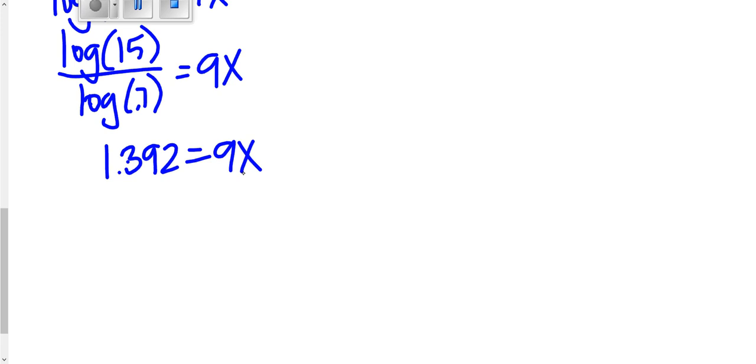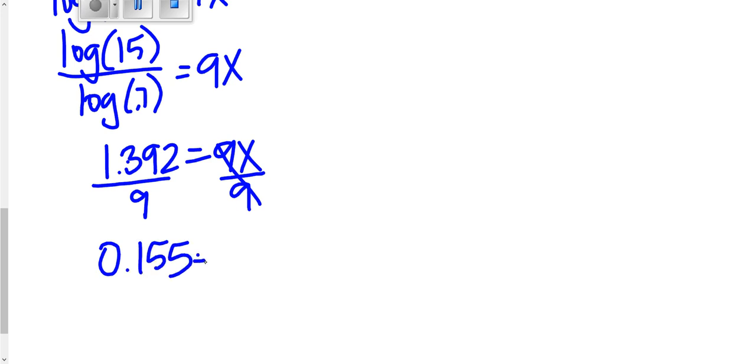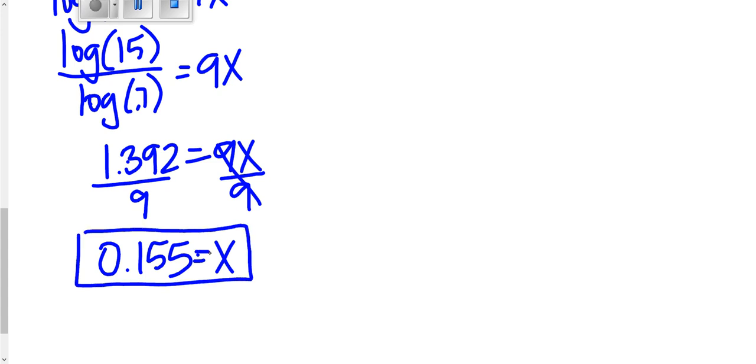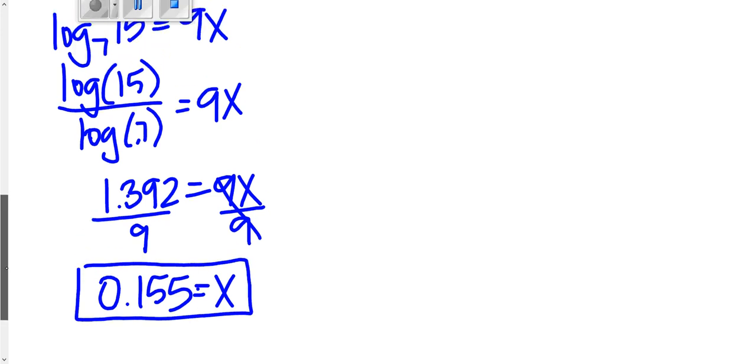So the last step here is I actually have to divide both sides by 9. I didn't have to do that on the previous 2 problems. So now I get 0.155 equals x. So just a little bit more solving there on the back end.